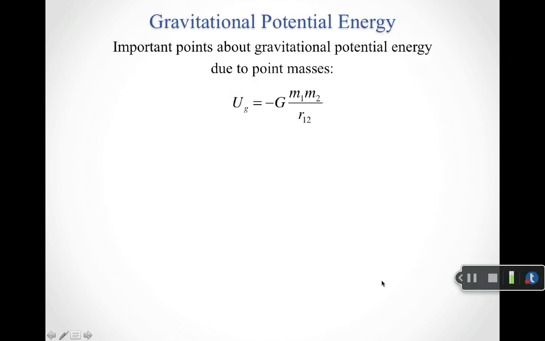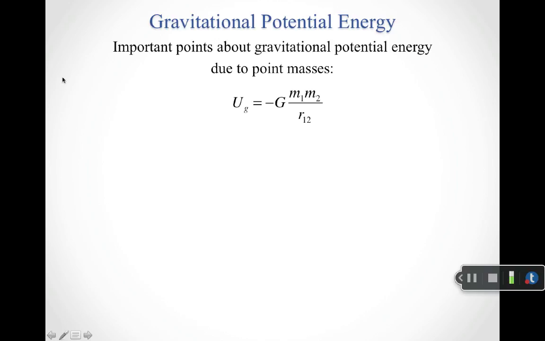All right, so let's think about what this means. Some important points about gravitational potential energy due to point masses. Thing number one is this expression is only valid for point masses. If you've got other things going on, then this one won't work. Now, just like with the shell theorem for gravitational fields, we're going to be able to treat most masses as point masses, in almost any problem we would work, at least that we're going to see in this class.